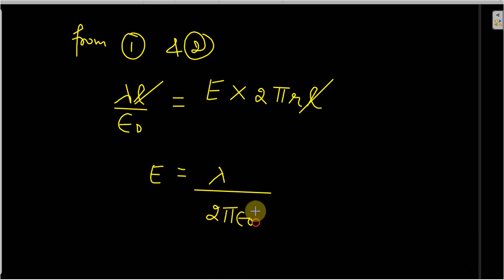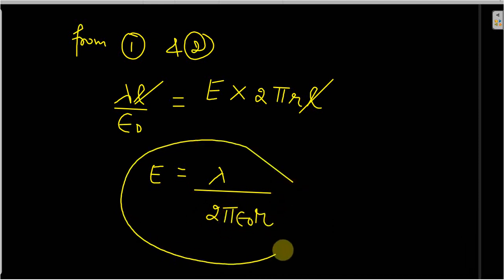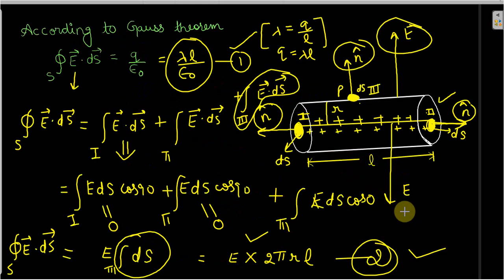So this is the electric field produced by an infinitely long uniformly charged straight wire, and you can see here the electric field depends on the distance R, inversely proportional to R. So in the diagram we have to find the electric field at point P, which is at distance R from the center. So in that way we can find the electric field.